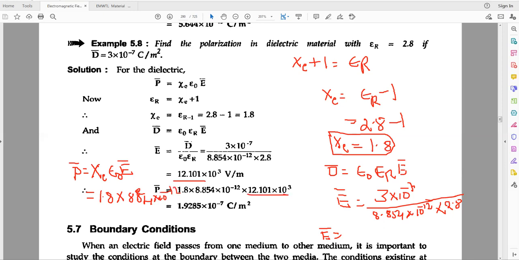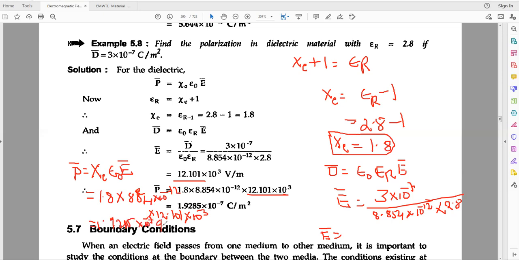And E bar, we got 12.101 into 10 to the power of 3, given it is a kilo, 10 power 3. I will get 10 power 3 from this equation, the 12.101 into 10 power of 3. Simplify this function: 1.9285 into 10 power of minus 7.